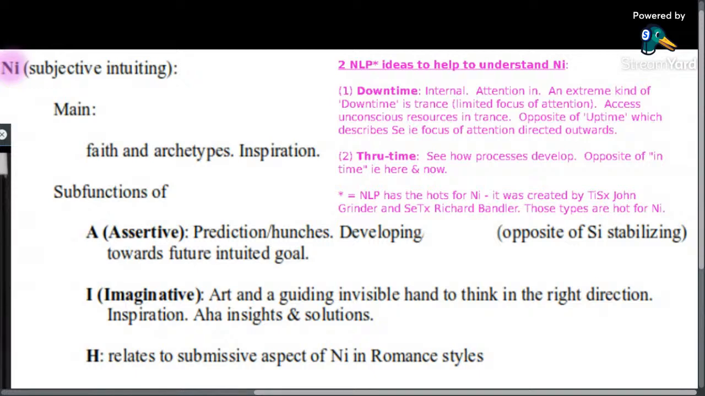NI, and that it is the opposite of stabilizing, where stabilizing is sort of going with what works and the tried and true. If it ain't broke, don't fix it. That's the attitude of guardians. Whereas NI is about how to develop it, how to improve it. Now, especially with rationals, the NTJs, it's how to develop processes and objects rather than people. NFJs are about improving and developing people.